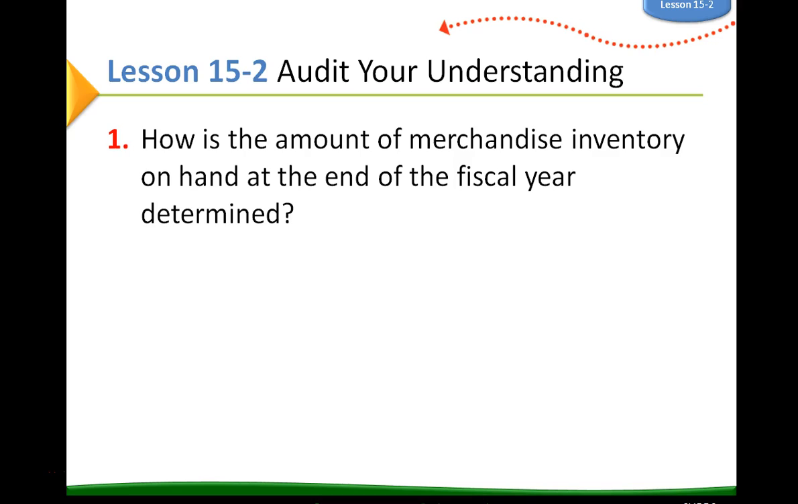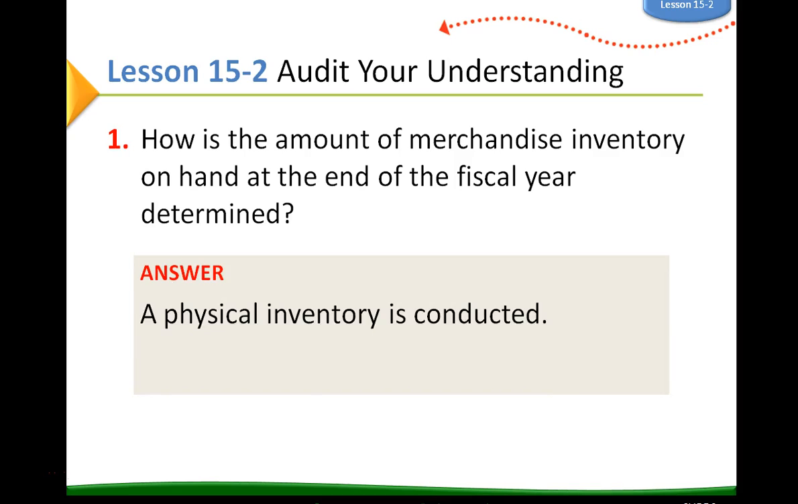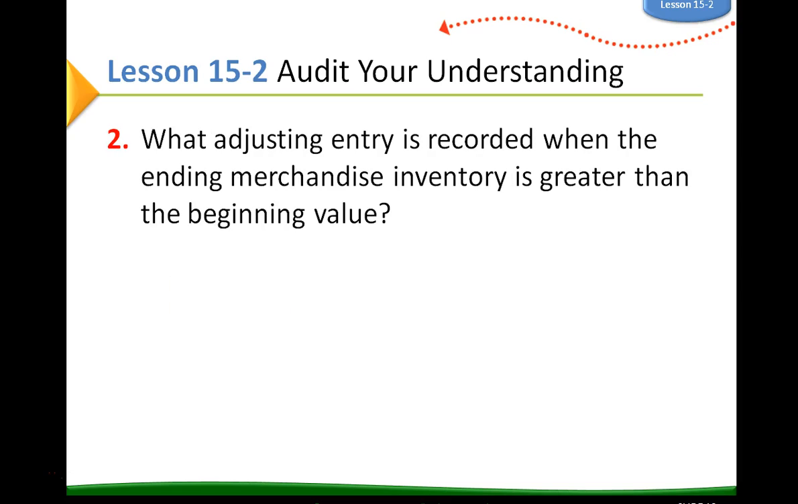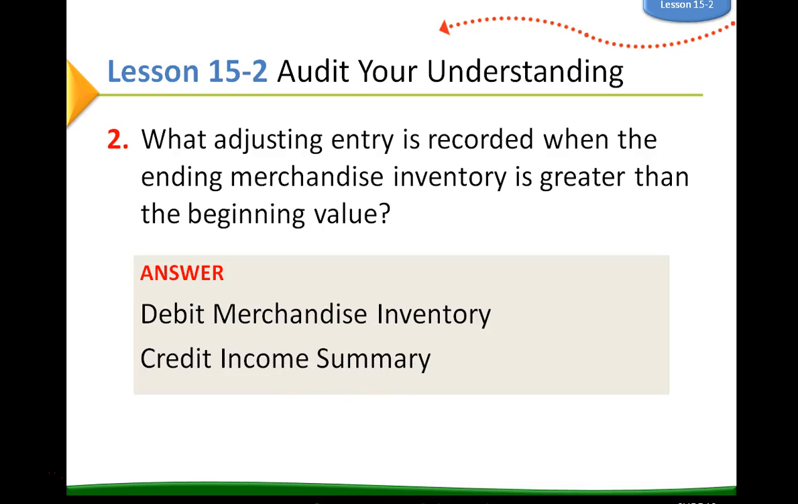So how is the amount of merchandise inventory on hand at the end of the fiscal year determined? We go out and we count. It's a physical inventory because we physically do the work. What adjusting entry is recorded when the ending merchandise inventory is greater than the beginning value? We debit merchandise inventory and we credit income summary, which is backwards from what we did. In our example, we debited income summary and credited merchandise inventory because our beginning was greater than our ending. Here, ending is greater than beginning, so it's backwards.